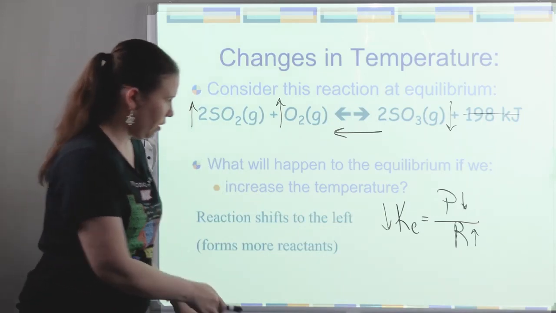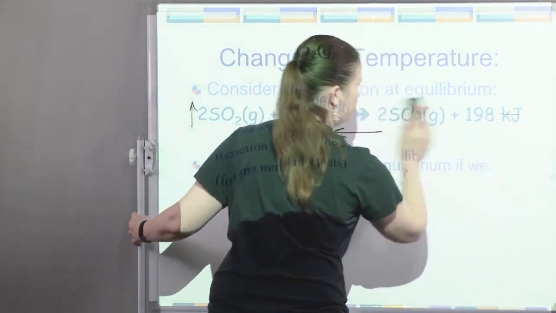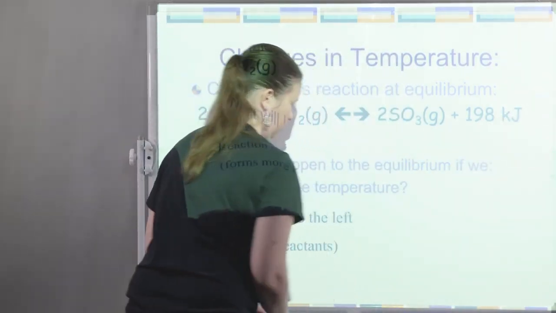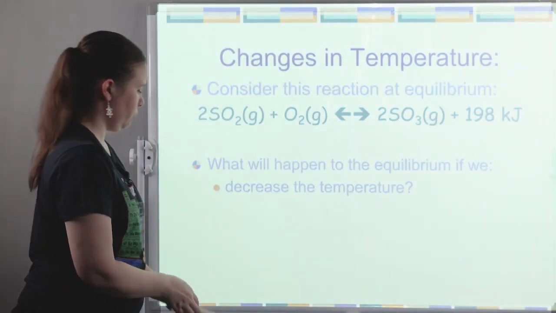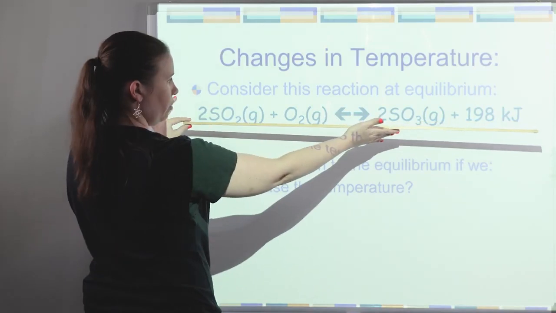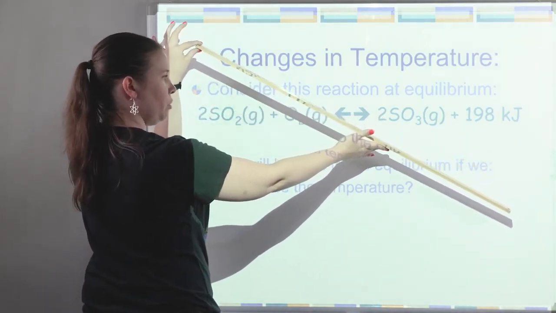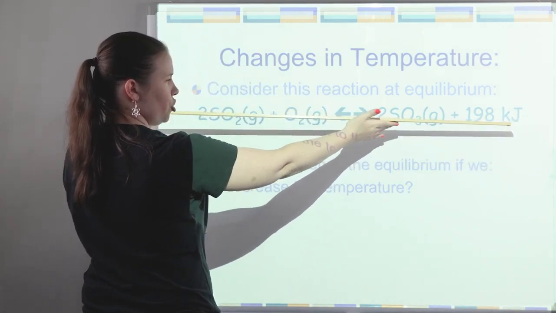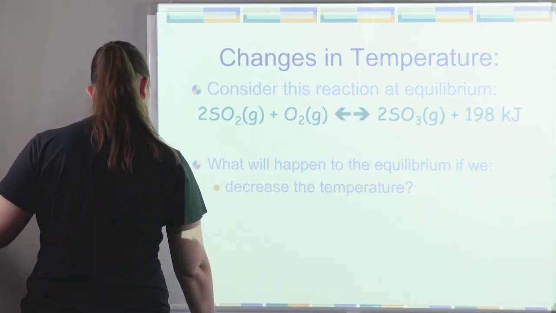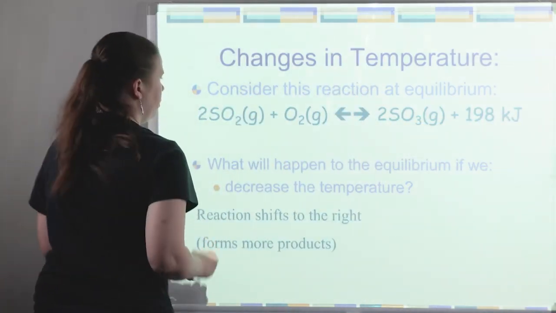Now let's look at what if, instead of increasing the temperature, I decrease the temperature. So with a decrease in temperature, let's reset our equilibrium here. And now the stress is that I've dropped my heat energy. Well, what's going to replace that heat energy or make more heat energy? That would be our forward reaction. So the shift will be to the right, making more product.